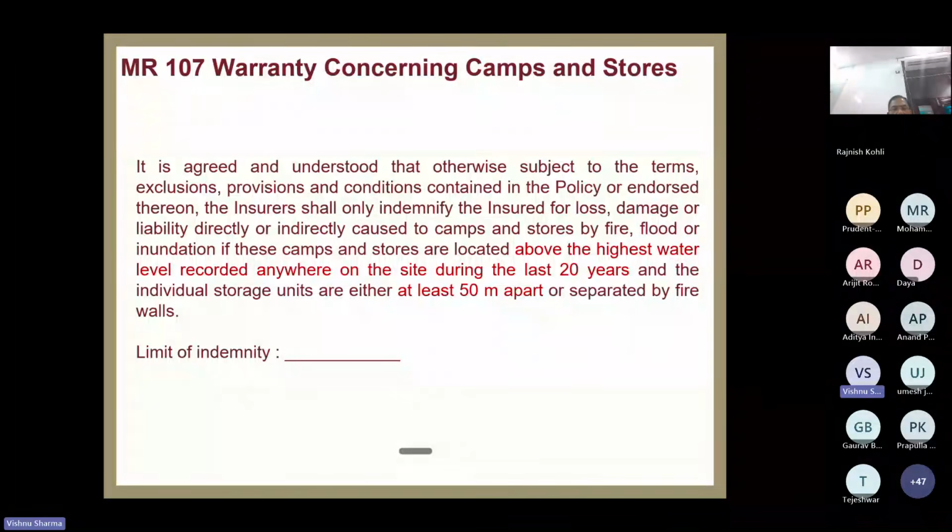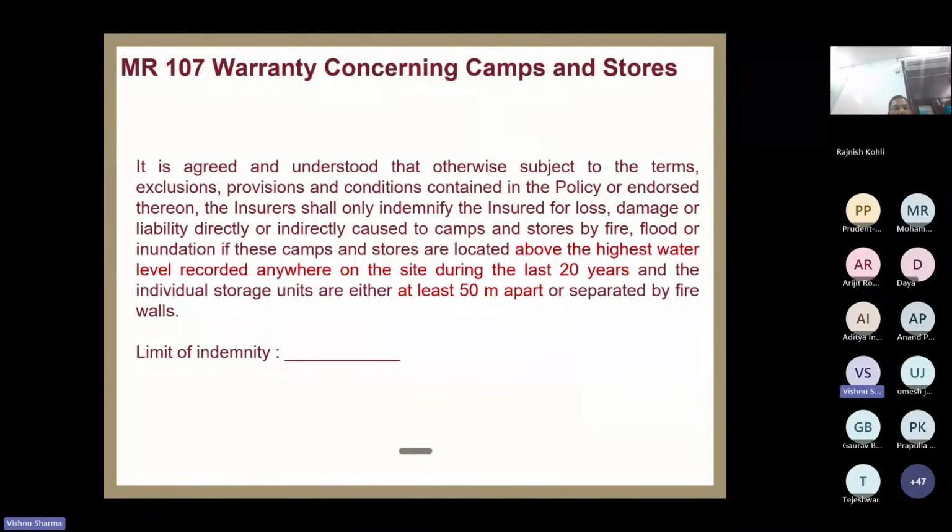What is the maximum level of accumulation of water at this site in the last 20 years? 20 years data he has to check. Store the material above that, because the surveyor is going to ask for this information. The moment there is a loss, the surveyor will go to the site, he will see this condition is there, warranty is there. He will ask, show me the IMD data. Go and purchase. Go find out the data.